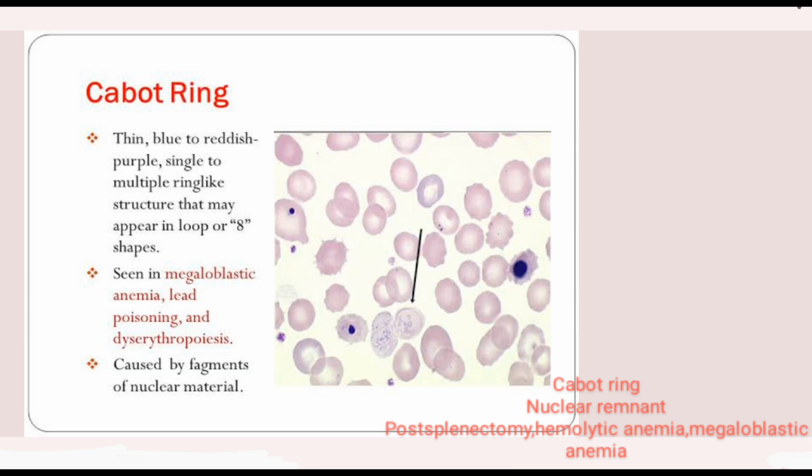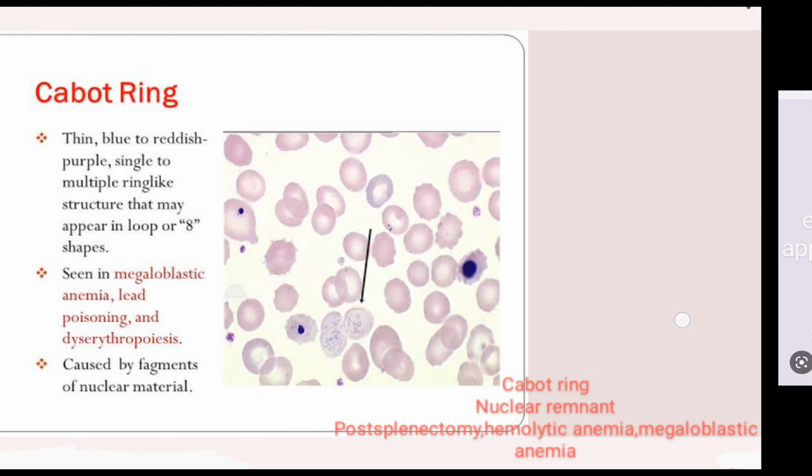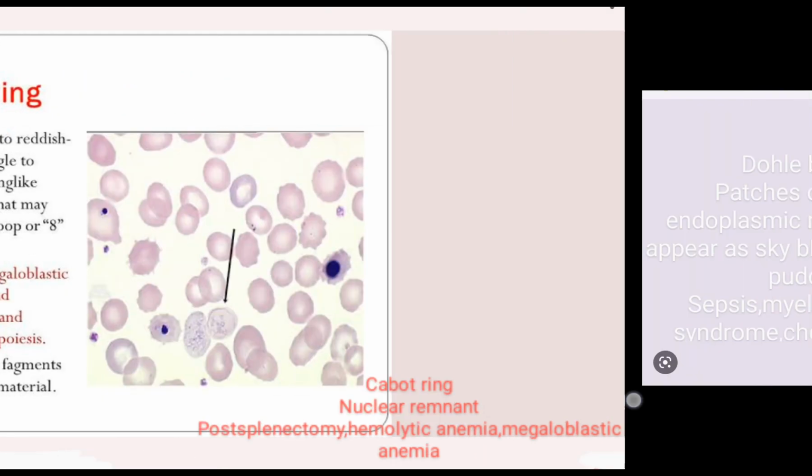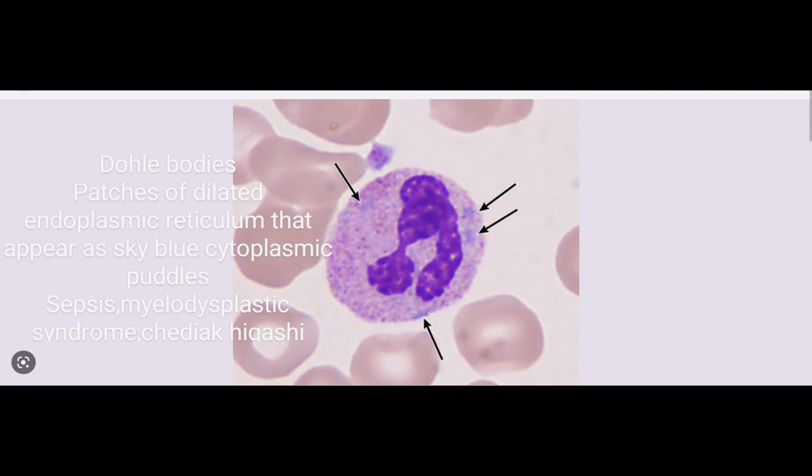And it is caused by fragments of nuclear material. Cabot ring is a nuclear material. Like the nucleus is in the form of a ring, Cabot ring is also a ring, so Cabot ring is a nuclear material. Then we have Döhle bodies.